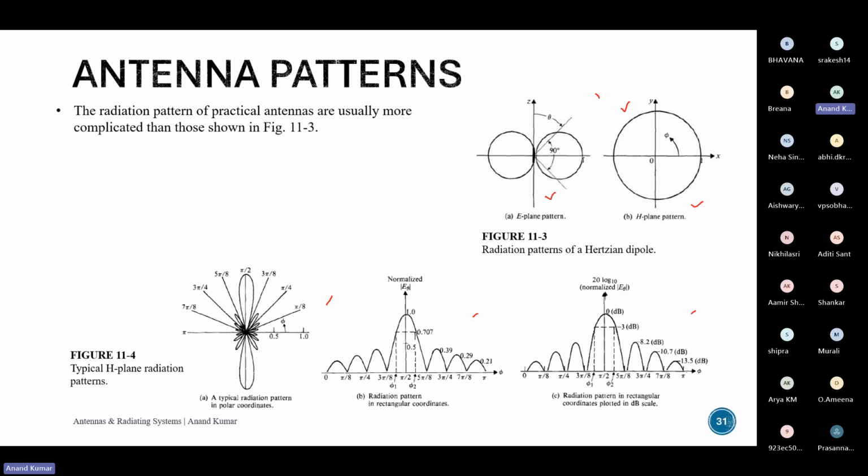What is this, Teams? There is some notification from Teams. Okay, never mind.